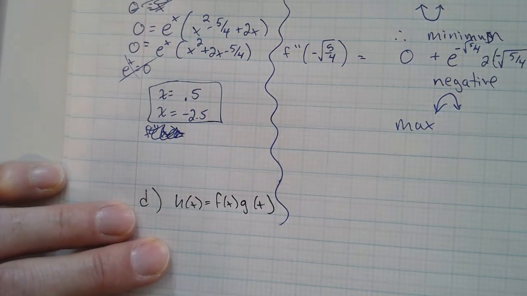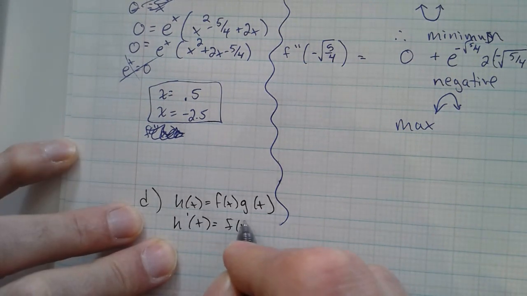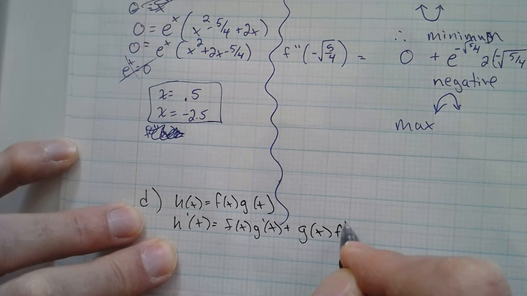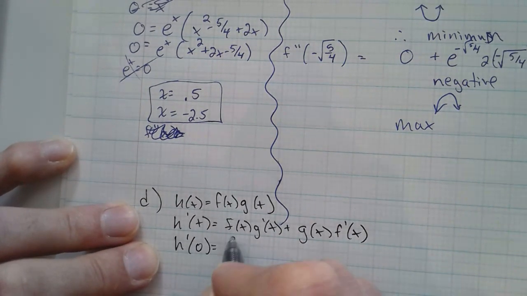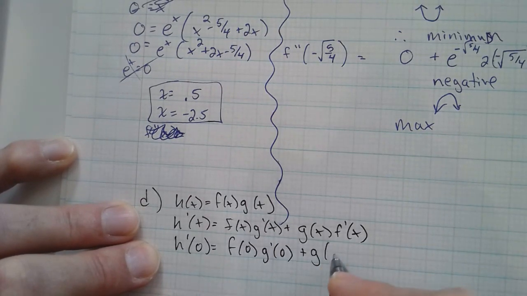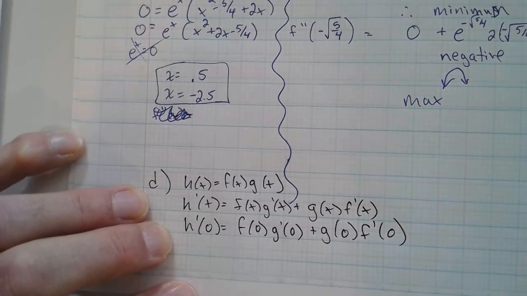Increasing or decreasing has to do with the derivative. So we're going to find H prime of x equals f of x times g prime of x plus g of x times f prime of x using the product rule. We're looking at 0. So now let's see what we have at 0 and determine whether H is increasing or decreasing. All right, so f of 0, well, that is given to us. Way back here, f of 0 is negative 1.